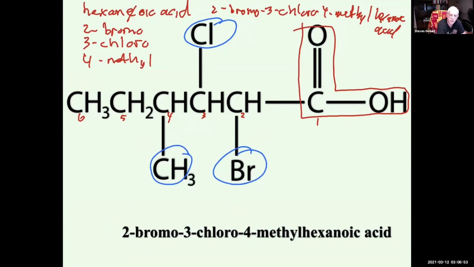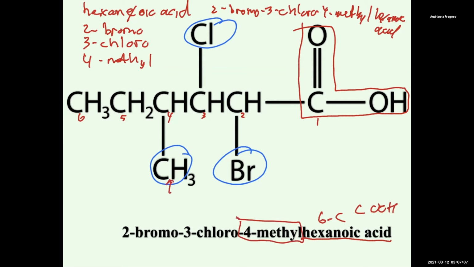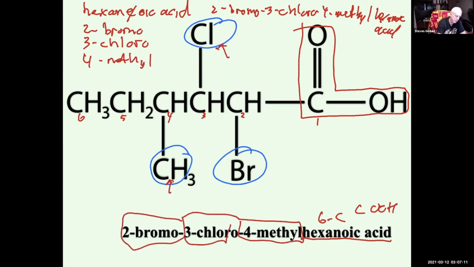You can always double check your work by going back and, like I said, working backwards. Hexanoic acid is 6 carbons. Carboxylic acid, the OH group on the end. At number 4, we have a methyl group, which is right here. At number 3, we have a chlorine group, which is right here. And at number 2, we have a bromine group, which is right there. And that's how you name it.